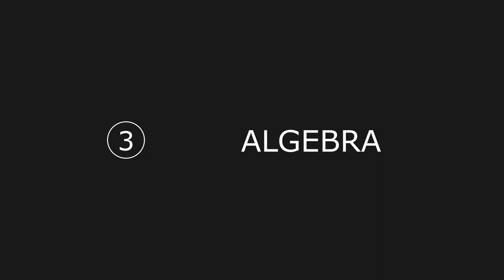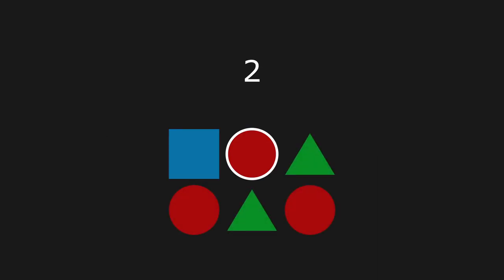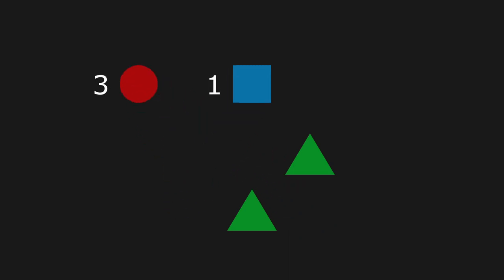Algebra forces you to label things more specifically. For example, you can count the number of shapes or objects on the screen and it would be 6. But now I ask you to count each kind of shape. You say there's 3 circles, 1 square, and 2 triangles. What this means is everything is labeled and counted differently.